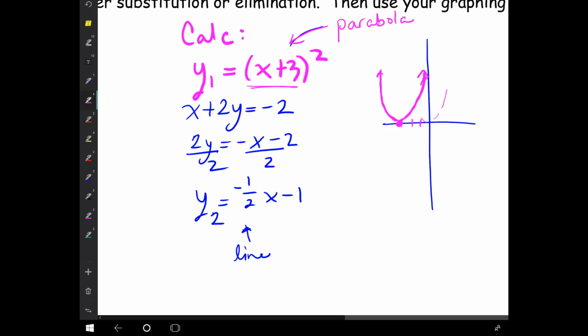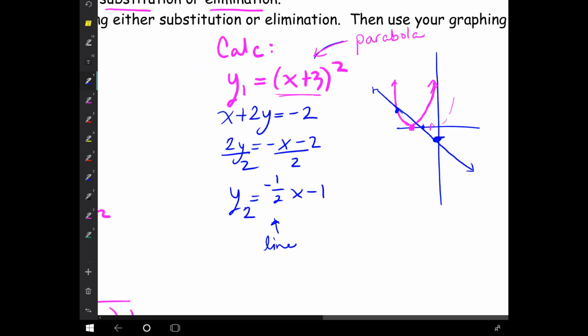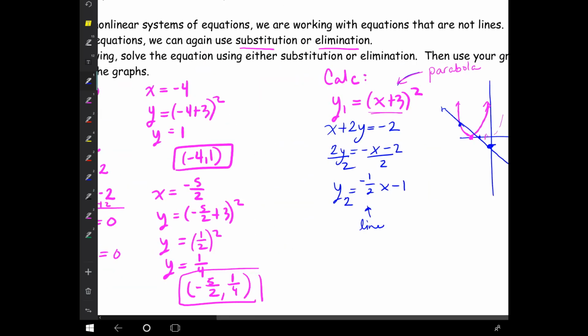And then the line, even if I didn't have my calculator on me, I know that it has a y-intercept at negative 1 and a slope of negative 1/2: up 1, left 2, up 1, left 2. And even before I grab my calculator, I can confirm those 2 points that I found at negative 4, 1 and negative 5/2, 1/4.